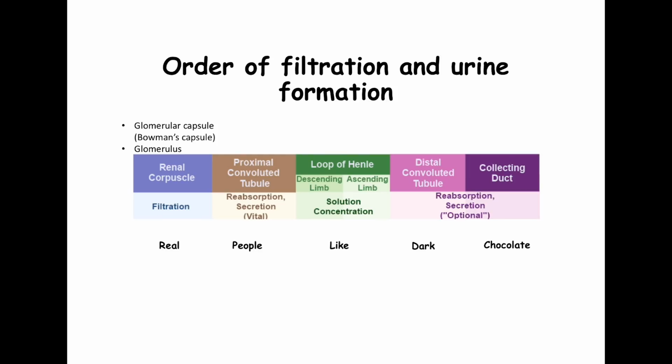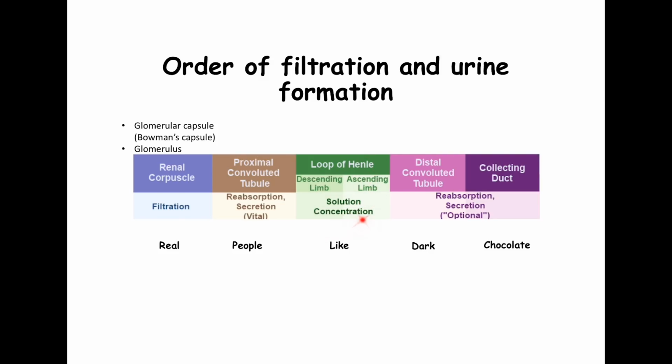What happens after that filtration step occurring at the renal corpuscle? Well, the proximal convoluted tubule gets that material next for reabsorption and secretion. So that's where the people comes from, for proximal. Then we have the loop of Henle. We have the descending part that goes down, and the ascending part that goes up, where you can have the solution starting to concentrate. So that L stands for like.